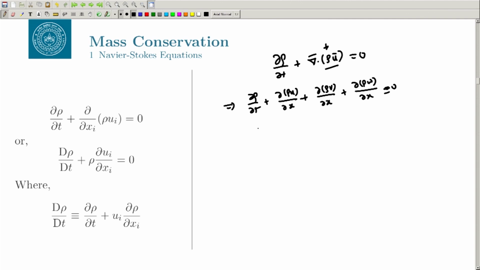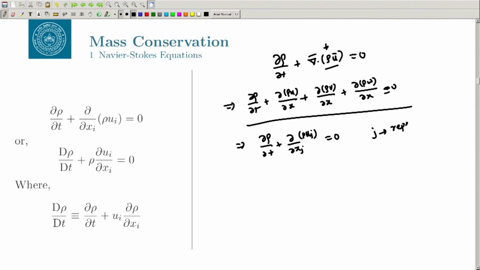Now, this entire thing can be written in tensor form in a very short way, which is d rho by dt plus del by del x i, or del x j, whatever you want, of rho u j, equal to 0. Here j is the repeated index, and it is a dummy index. So, if you use i or j or k, l, m, n, whatever you want, it does not matter. It says that it is a repeated index, so it will repeat for all the j values.